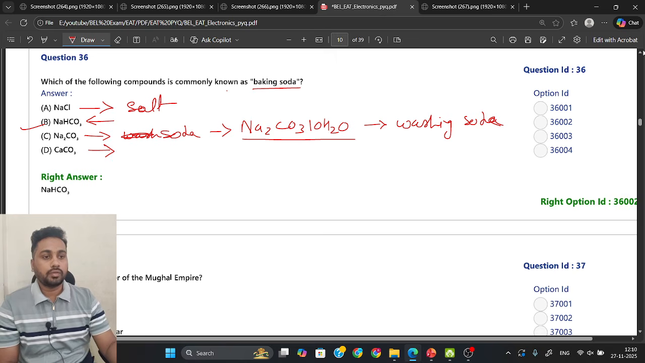And we have calcium carbonate, which we call limestone. Then chalk or marble, that we also call calcium carbonate. Okay.